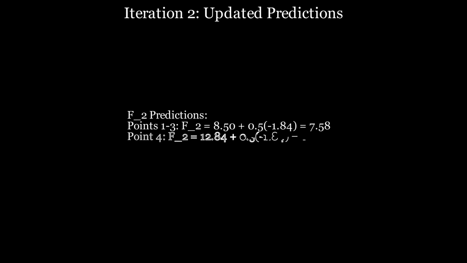Let's look at the predictions for F2. For the first 3 points, the prediction is 8.5 plus 0.5 times negative 1.84, which is 7.58. For the fourth point, it's 12.84 plus 0.5 times negative 1.84, which is 11.92. And for the last two, it's 12.84 plus 0.5 times 3.66, which is 14.67.